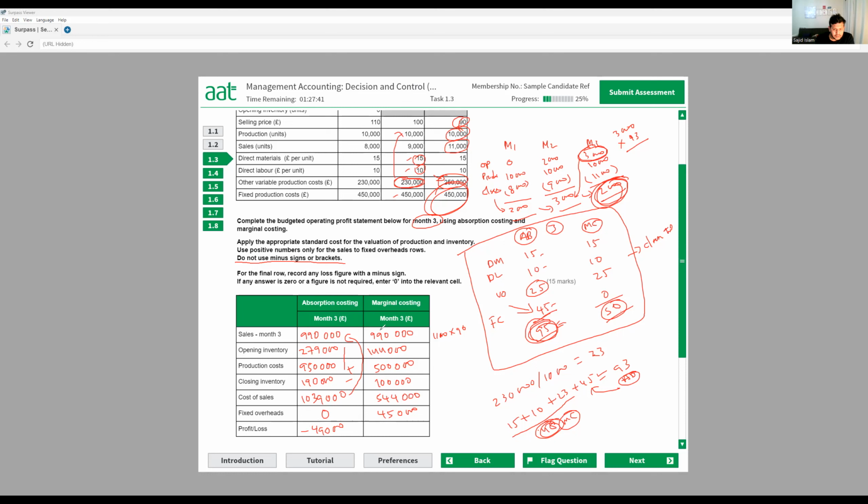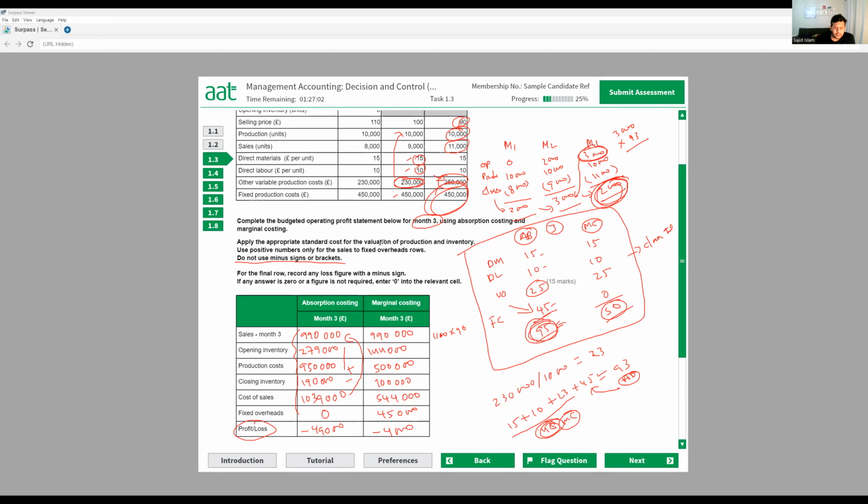All right. So the next one we have here, the loss is 4,000. That is cost of sales. We have 990 minus cost of sale 544,000 minus 4,500,000, and 4,000 is the loss. So even though you are not using the bracket here, to show whether it is profit or loss, remember we have to show the minus sign.